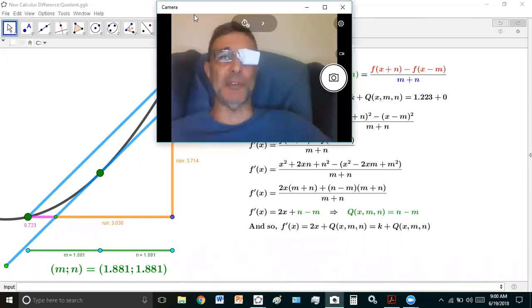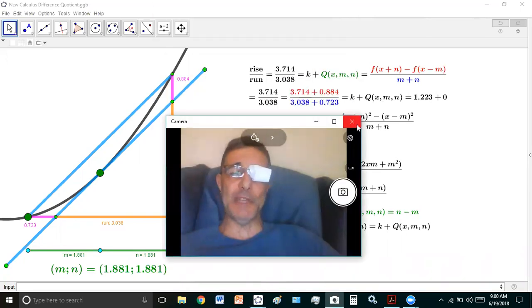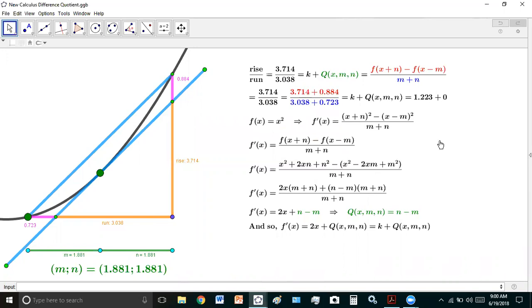Let me just get rid of this. Speed up my computer a little bit. Okay, so how do I arrive at this? Well, we'll see why this is true and why it works for every function.